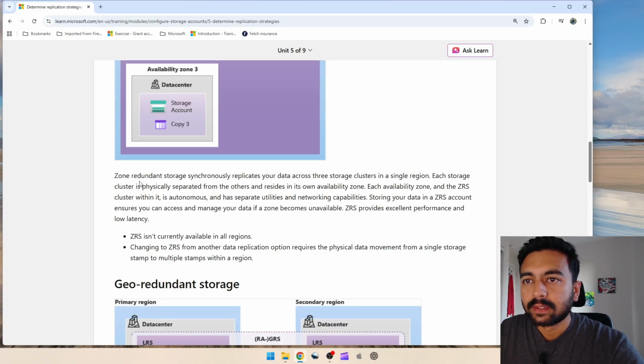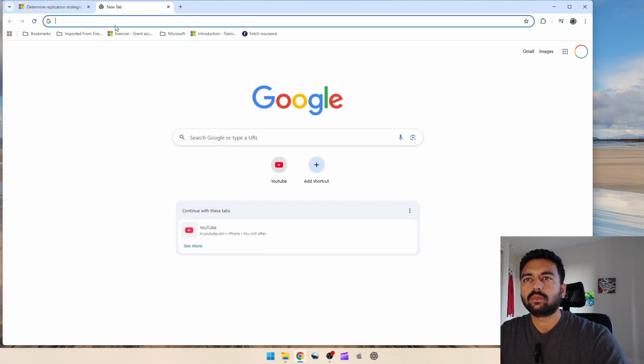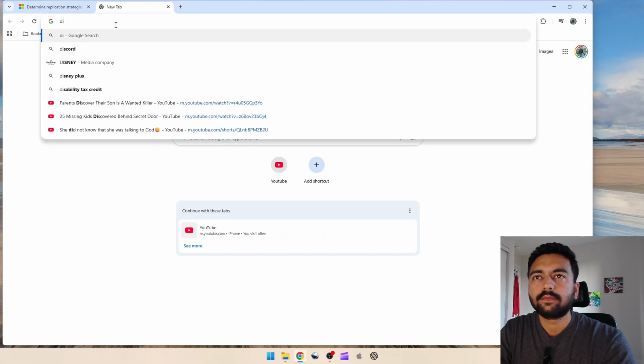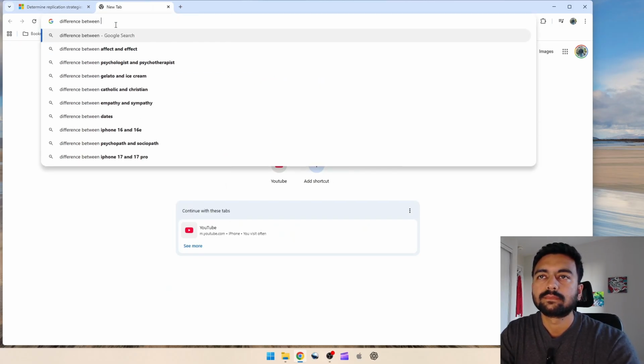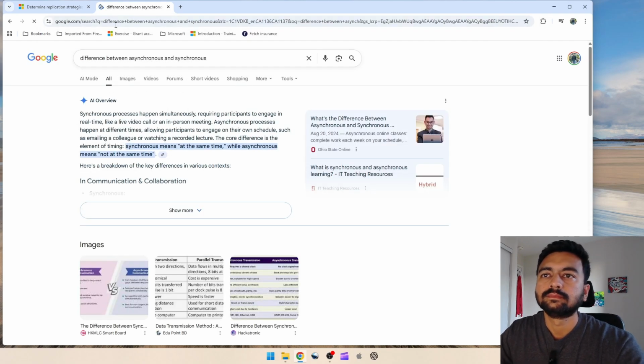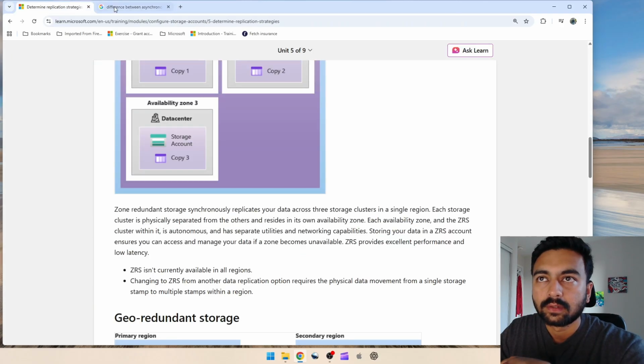That happens. Zone redundant storage synchronously replicates your data across zones. So there's asynchronous and there's synchronous. Make sure you're aware of what it is. Different at the same time, not at the same time.